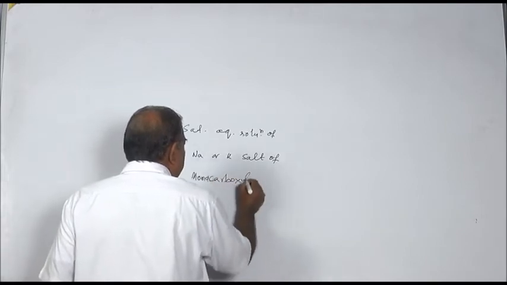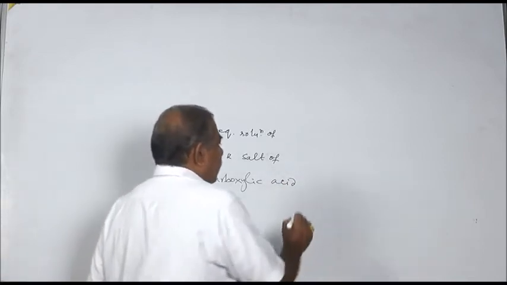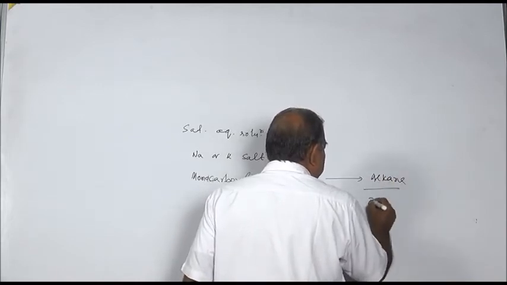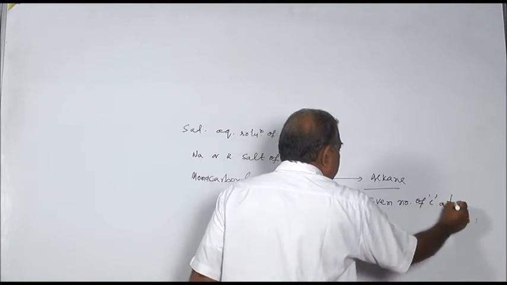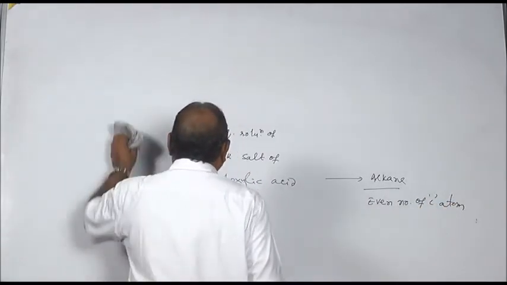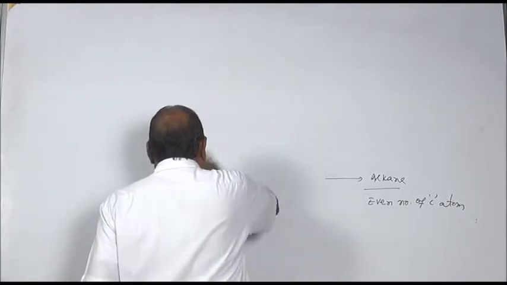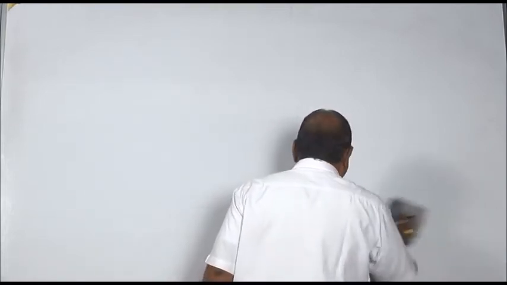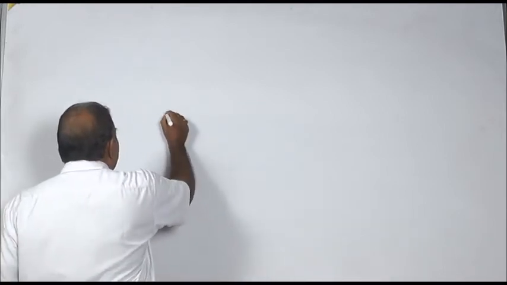Monocarboxylic acid on electrolysis gives you an alkane having only an even number of carbon atoms. That means you can get ethane, butane, hexane, etc. So when you are taking a saturated aqueous solution of either sodium or potassium salt of a monocarboxylic acid, on electrolysis it gives you an alkane having an even number of carbon atoms.